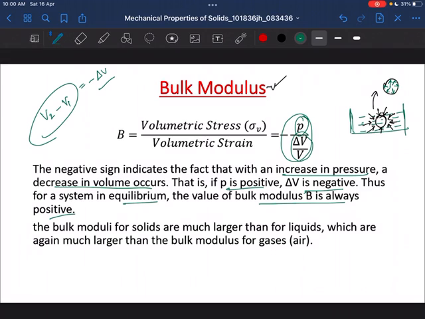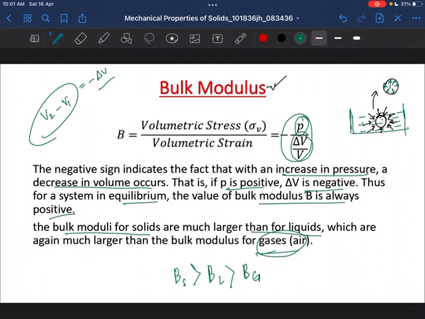Now the bulk moduli for solids are much larger than for liquids, which are again much larger than bulk modulus for gases. Okay, so gases have the lowest bulk modulus. So we have that bulk modulus for solids is greater than bulk modulus of liquids, and that is greater than bulk modulus of gas. So this is what we learn about bulk modulus.